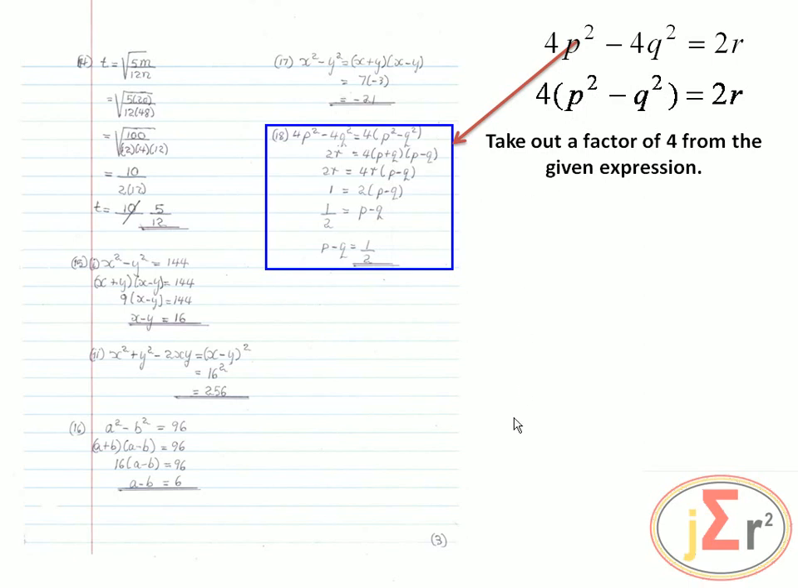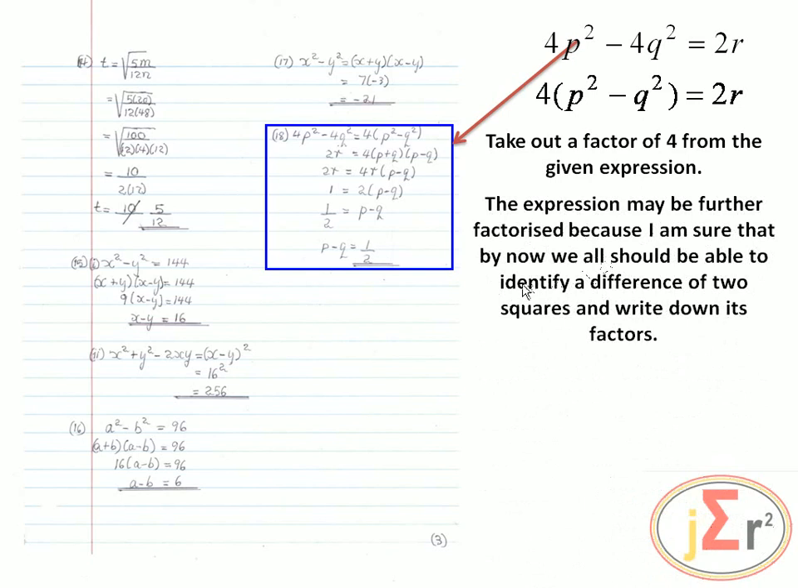I am sure that no one will have any difficulty seeing that this is equal to this, or even worse, that this is equal to this, because if we say 4 times p², we get 4p², and if we say 4 times -q², we get -4q². No difficulty. So that is what will happen if we take out a common factor of 4.